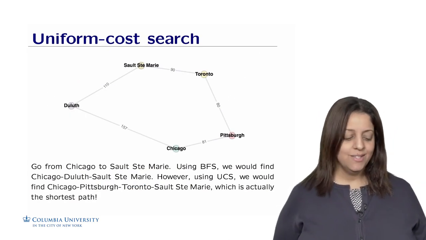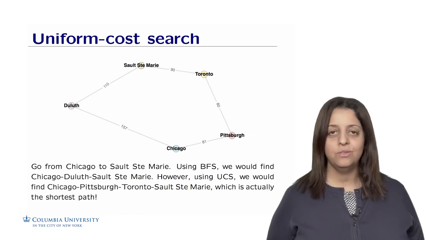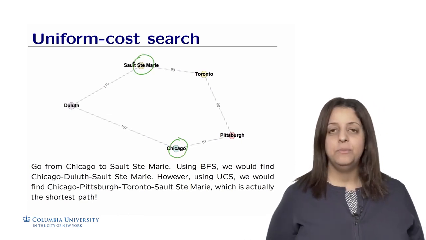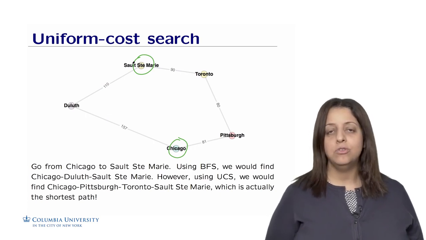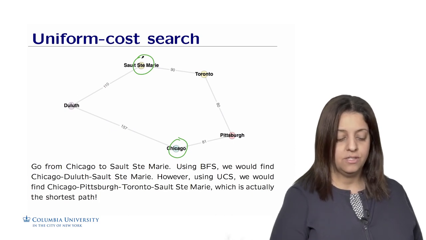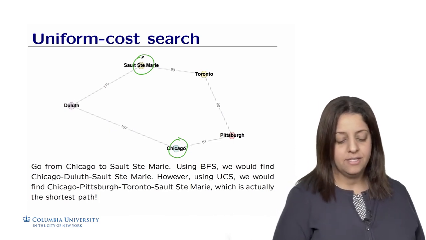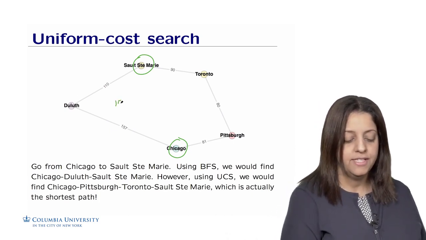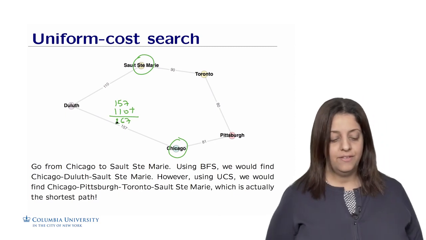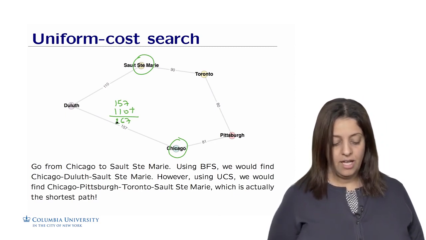To illustrate, suppose we want to go from the city of Chicago to the city of Sault Ste. Marie. If we do a BFS, we're going to find this two-step solution, which goes from Chicago to Duluth, and from Duluth to Sault Ste. Marie. The cost of this solution is 157 plus 110, so we need to spend 267 kilometers to get from Chicago to Sault Ste. Marie.